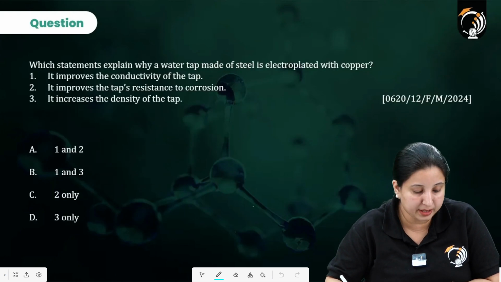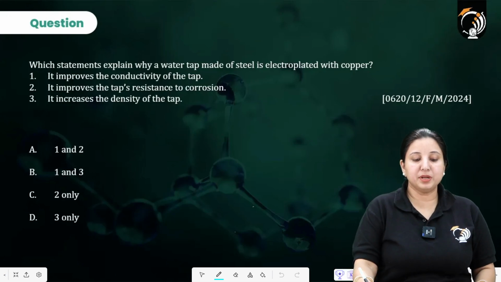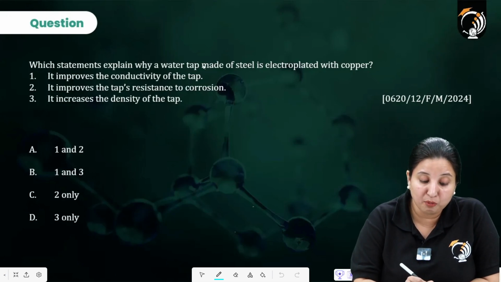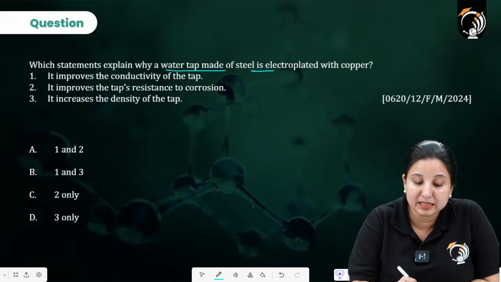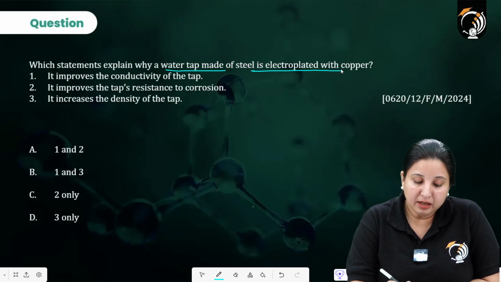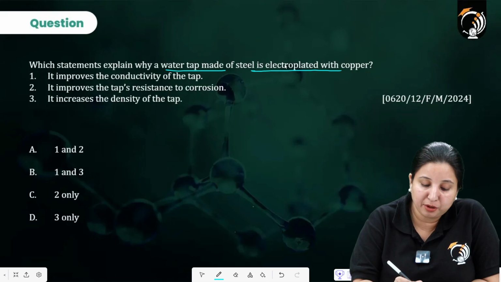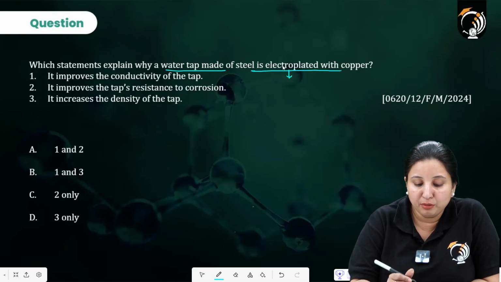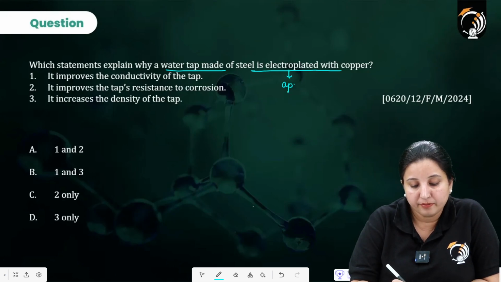Coming to the next question. The next question is, which statement explains why a water tap made of steel is electroplated with copper? Now look, basically we do electroplating in order to improve its appearance.